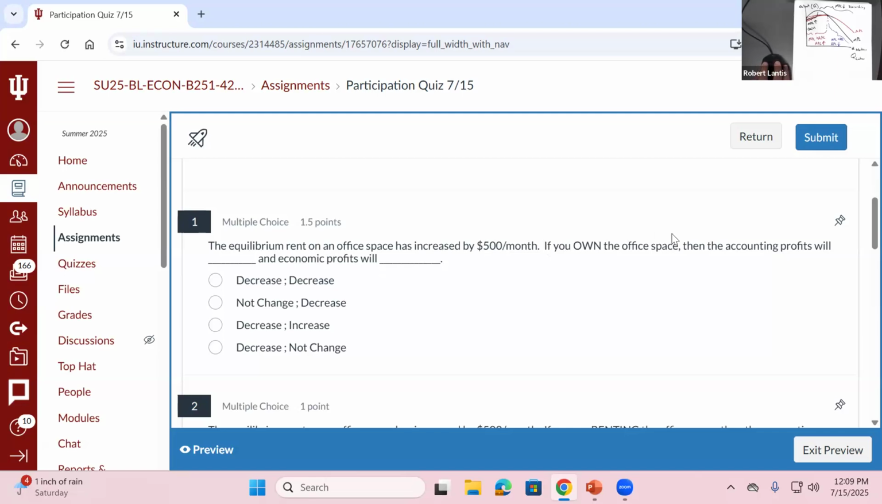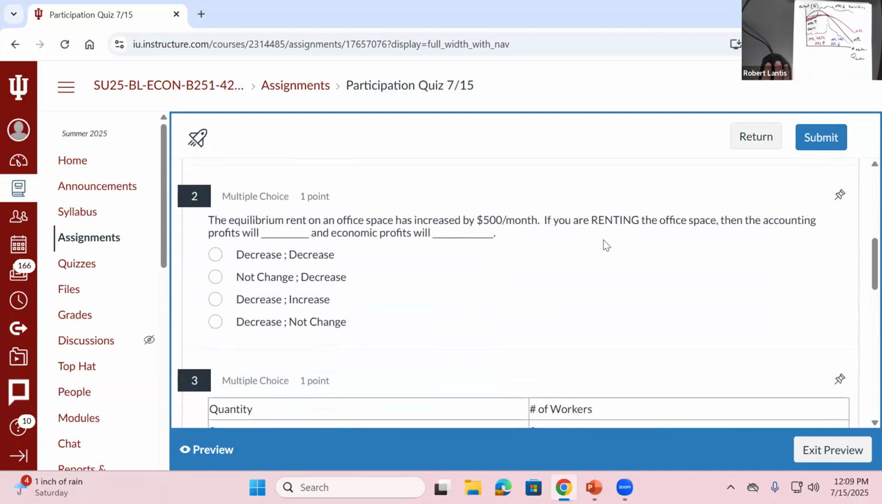I'm not making that if I'm using the space. So there, my economic profits would be decreasing. Okay. Now, what if I don't own the space, but I'm renting it? Well, if I'm renting the space, in order to keep renting it, I have to pay an additional $500 a month. That's going to end up being subtracted from my profits, right? So now the explicit cost is 500.